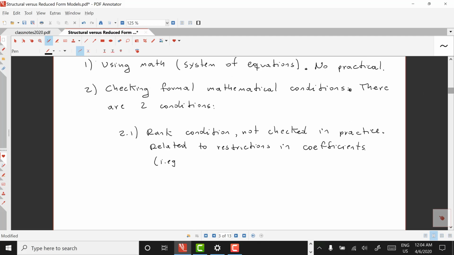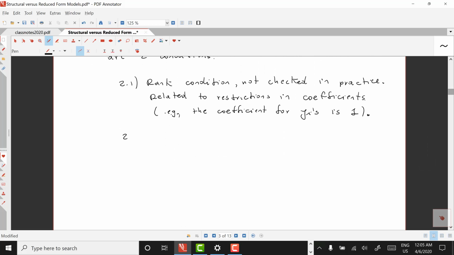For example, here we're assuming that the coefficient for the dependent variable, the yi's, is always 1. If it was not 1 and we were trying to estimate another coefficient, we would probably get in trouble. So the most substantive, most important condition that needs to be checked is what's called the order condition.